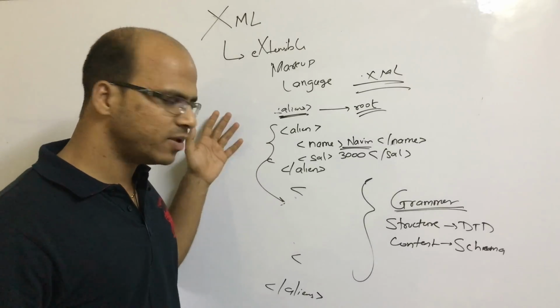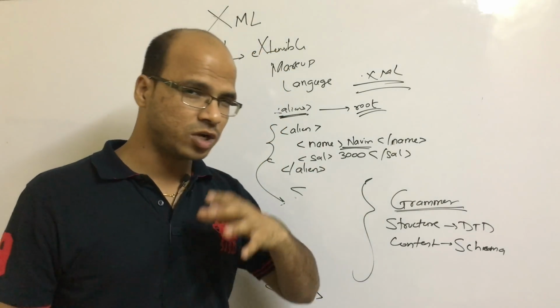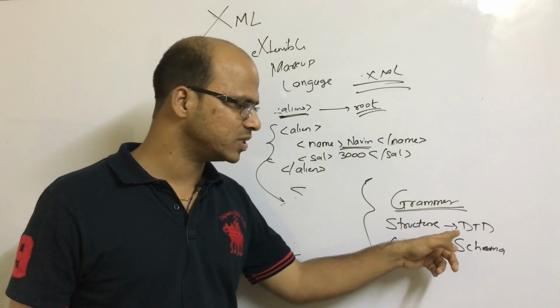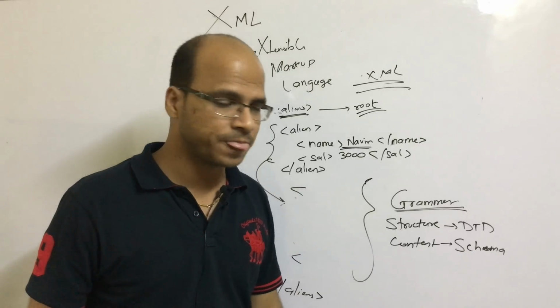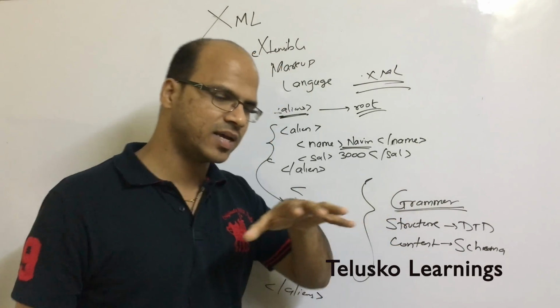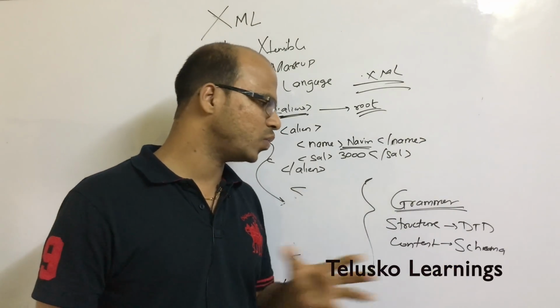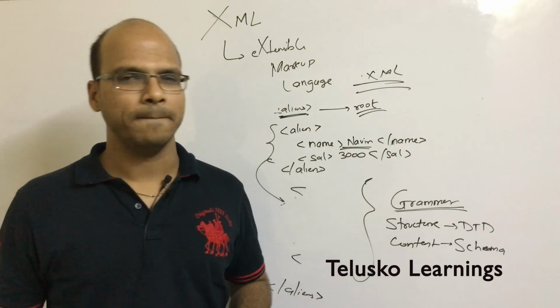And if we talk about XML, we have to specify two things. We have to specify the grammar. It can be structural grammar or content grammar. For structure grammar, we have to use DTD, and for content grammar, we can use schema. We can use schema to define both grammars. We can define structure as well as content using schema, but using DTD, we can only work with structure. How exactly to perform that, we'll see in the practical session.